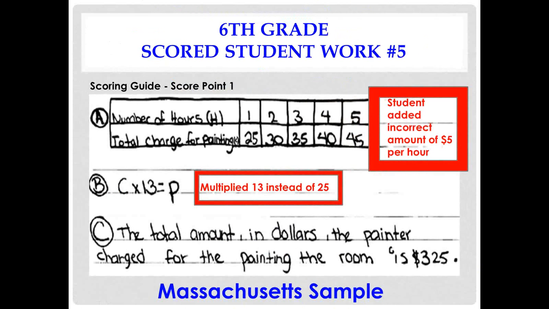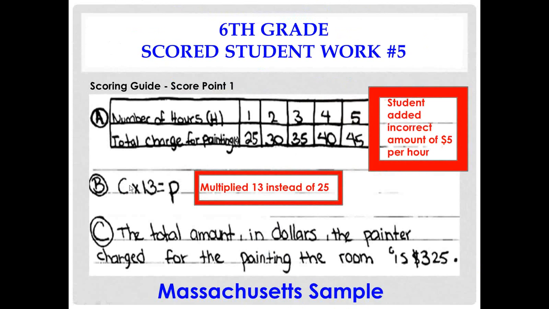All right, the scoring for 1 point with the student. They set up the chart, but let's look at the chart. On Part A, they have 1 hour is $25. For 2 hours, they have $30. And then 3 hours, they have $35. So instead of increasing by the amount per hour, they were adding $5 more per hour.